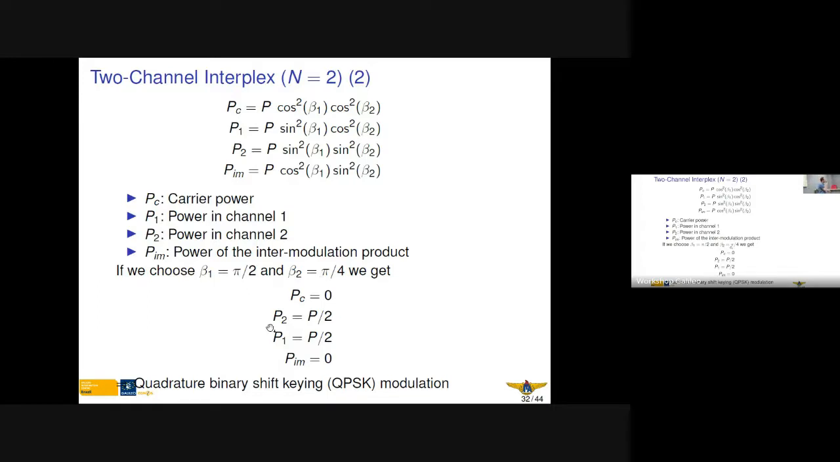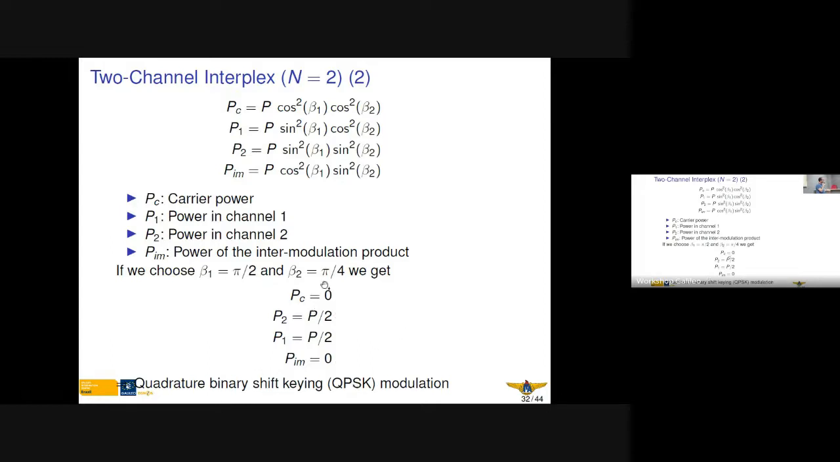And we result in a very nice case now. The carrier power is 0. Also, the intermodulation part is 0, which is good. And then we have only power allocated to the two signals that are useful. This is a very well-known case. This is the quadrature phase shift keying modulation, which is used in many cases in practice.